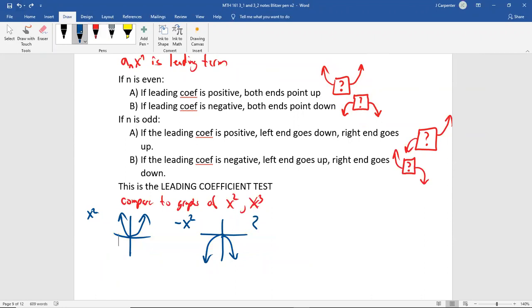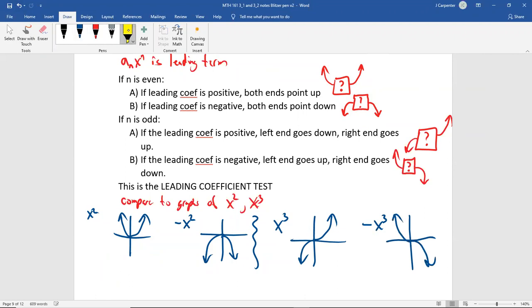Let's look at positive x cubed, which again, you were supposed to have memorized: the right end goes up like this and the left end goes down like that. And negative x cubed, which is just a vertical reflection, so left goes up and right goes down. Compare this to these. When the leading coefficient's positive, left down, right up. When it's negative, left up, right down. So again, if you just take your basic x cubed graph, cut out the middle, whether it has a reflection or not, you get those shapes. You get the same shapes.